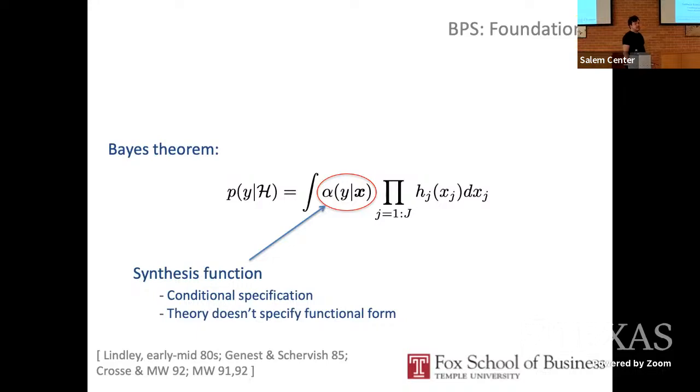Sam? What do you need to assume about alpha so that this is a proper distribution? Sorry, again? Well, you want the left-hand side to be a proper distribution, right? What do you need to assume about alpha for that to be true?